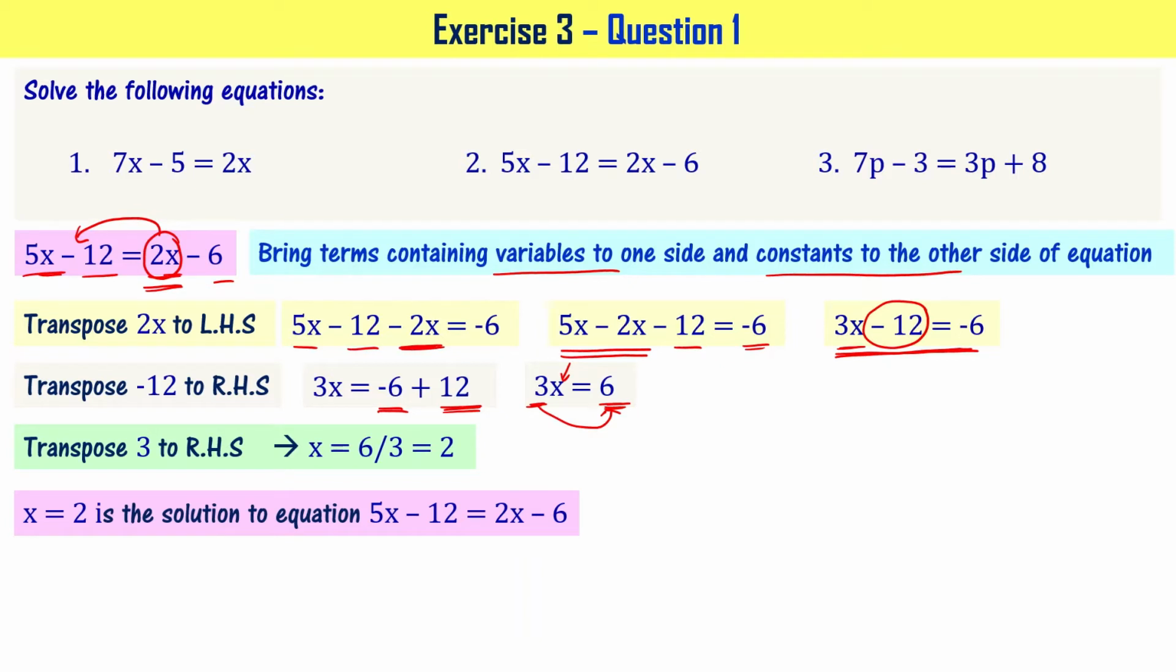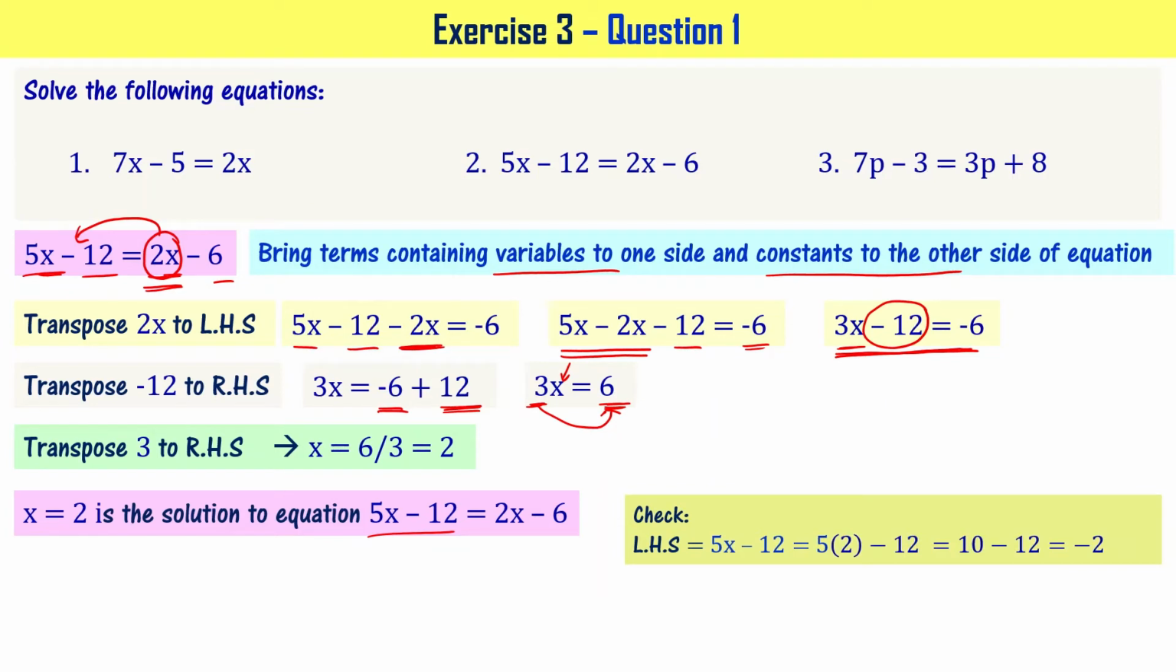Now let's verify this. To verify this, what we do is we substitute 2 in the LHS first and find the value of LHS. 5x minus 12 is the LHS, right? When you substitute x equal to 2 here, it becomes 5 times 2 minus 12, that is 10 minus 12, that is equal to minus 2, right?